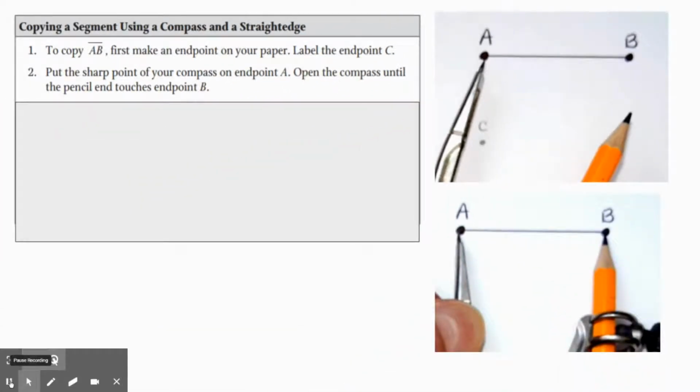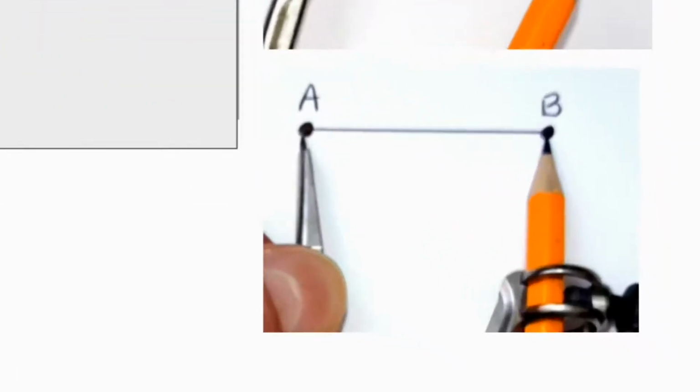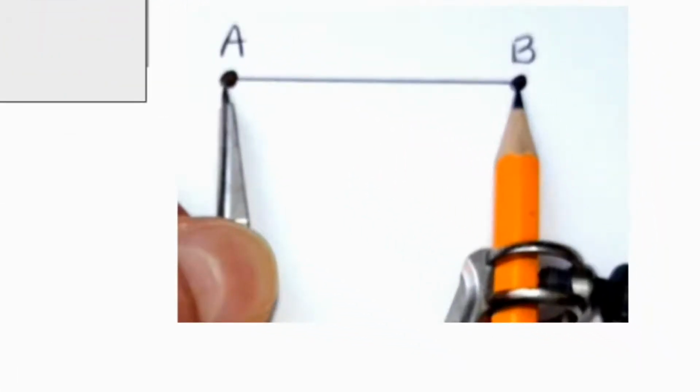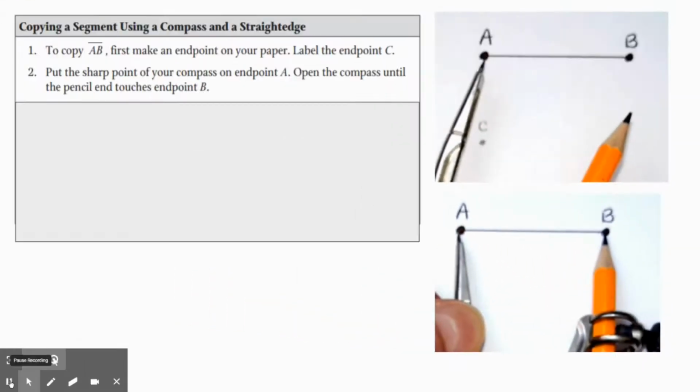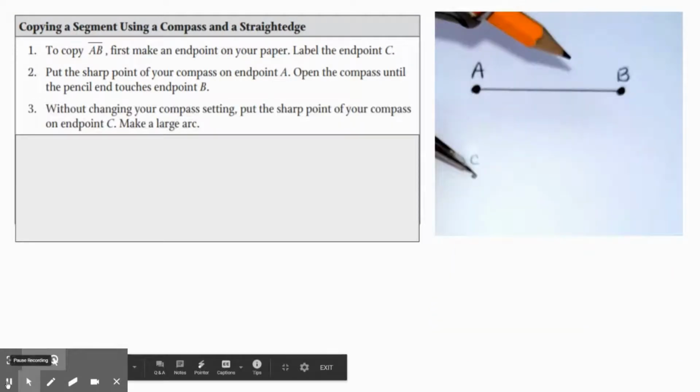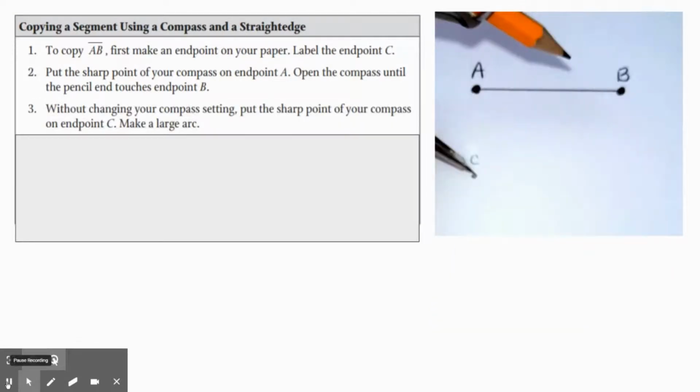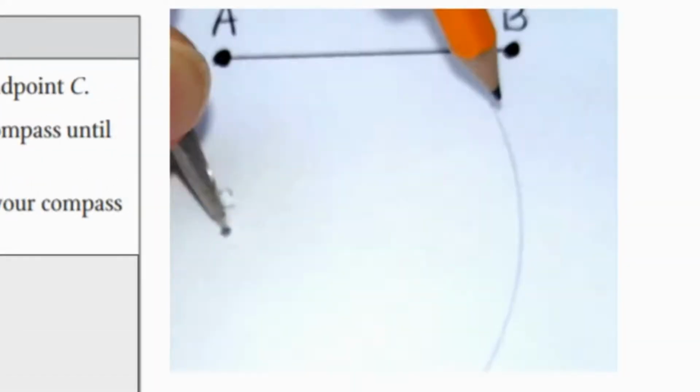What we're going to do is put the sharp end of the compass on, let's say, point A, and then put the pencil point on point B, and our compass is going to hold the distance between A and B. Carefully make sure that you're not going to change that distance. Go ahead and put the sharp point back on C, and then we're going to create a large arc.